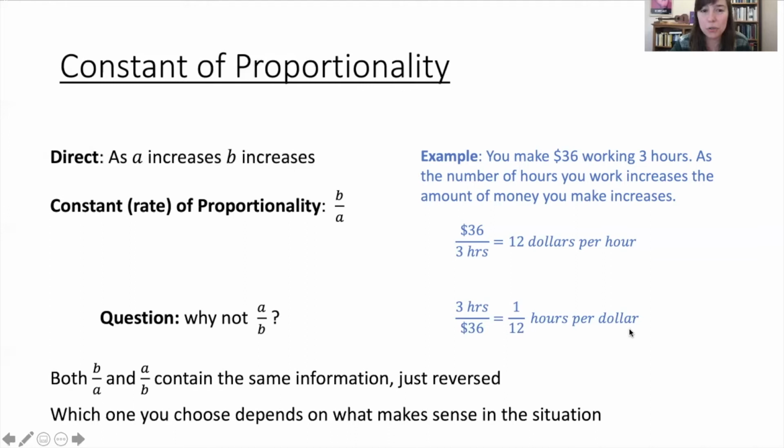And so which one you choose, whether you do B over A or A over B, just depends on what makes sense in the situation. Usually, in a situation where it's clear one thing depends on the other one, like B depends on A, then you would choose B over A. But you might run into a problem where either one makes sense. And in particular on the homework, if you run into this, if either constant makes sense, then either constant will do and will get credit, so long as you understand the units and what you just calculated.